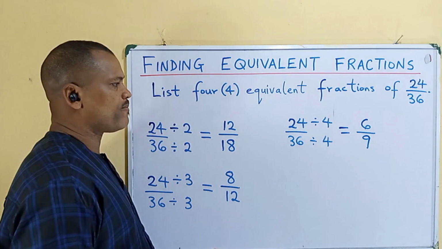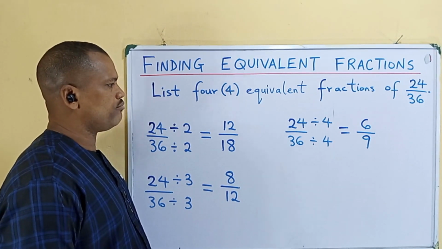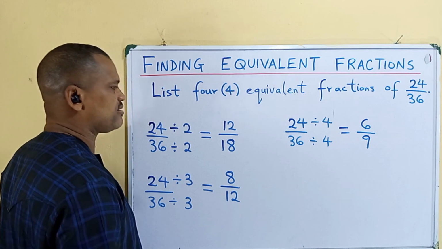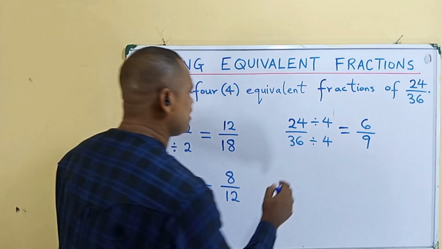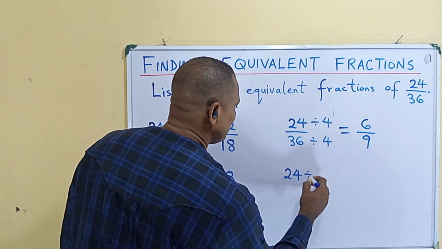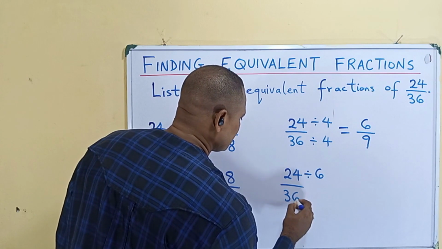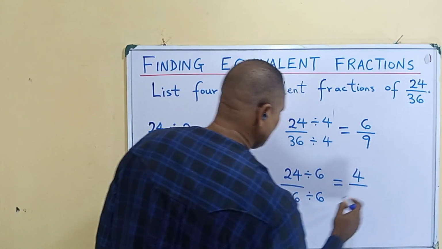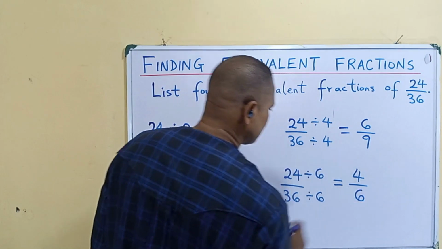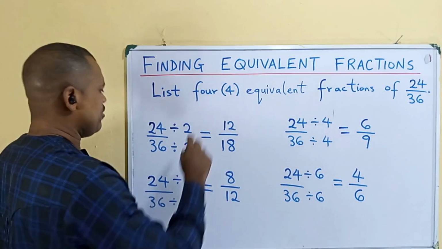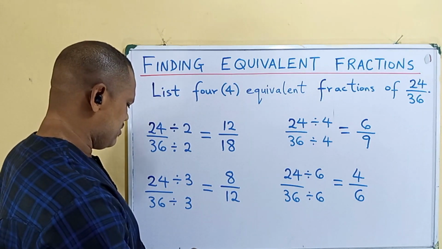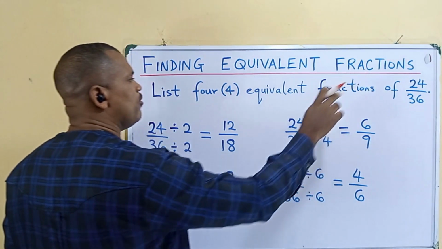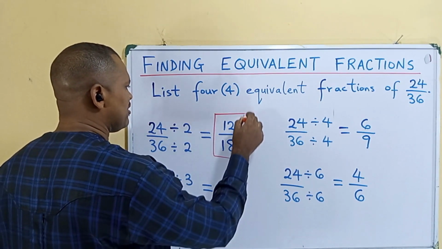So, next number. Can we use 5? No, because 5 is not a common factor of these numbers. Can we use 6? Yes, because 6 can divide both of them without remainder, so we can use 6. So 24 divided by 6, 36 divided by 6. This will give you 4. This will give you 6. Beautiful. Now we have four fractions that are equivalent to 24/36.